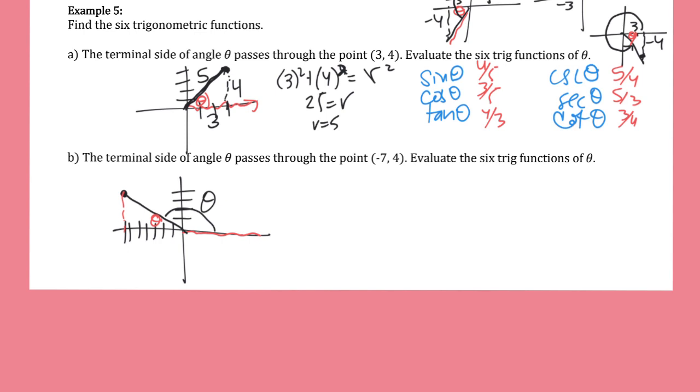Okay, so let's label these rays. So this is left 7 and this is up 4. Let's find the hypotenuse. So you go -7 squared plus 4 squared equals c squared, or x squared, whatever you want to call it. And then that means you got the square root of 65 for c. Okay, so that is always positive. If you can break it down, great, do it.